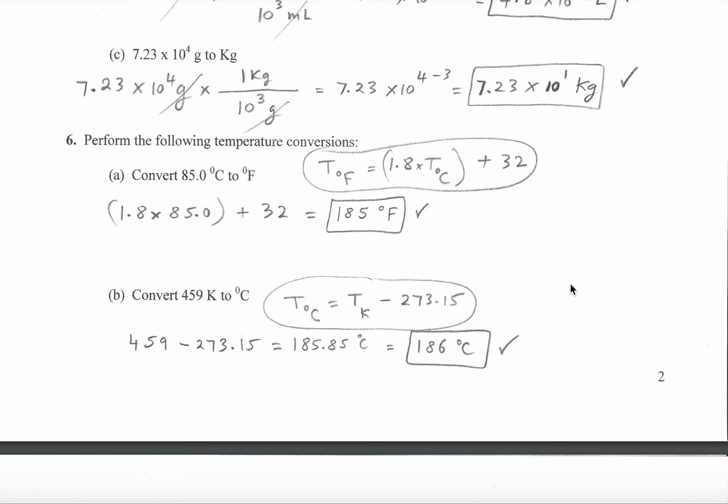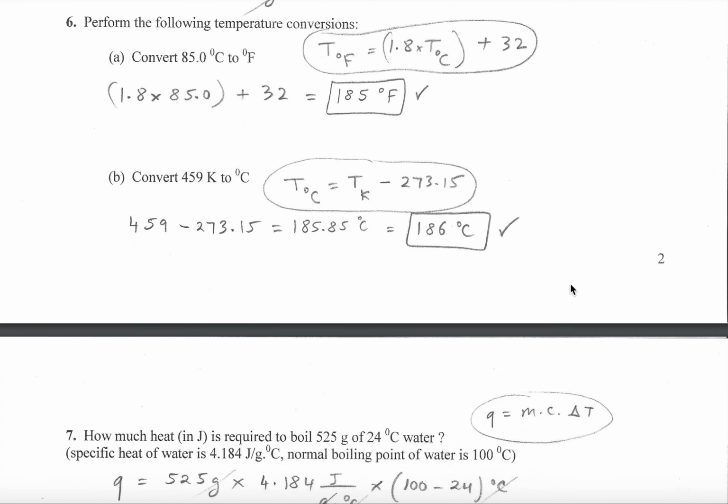Now when you go from K to Celsius, all you have to do is subtract 273.15. Now this is a whole number, so 0.15 is not going to make any difference. So we got 185.85, and we need to round it off to a whole number because we started out with whole numbers, and that would be 186.